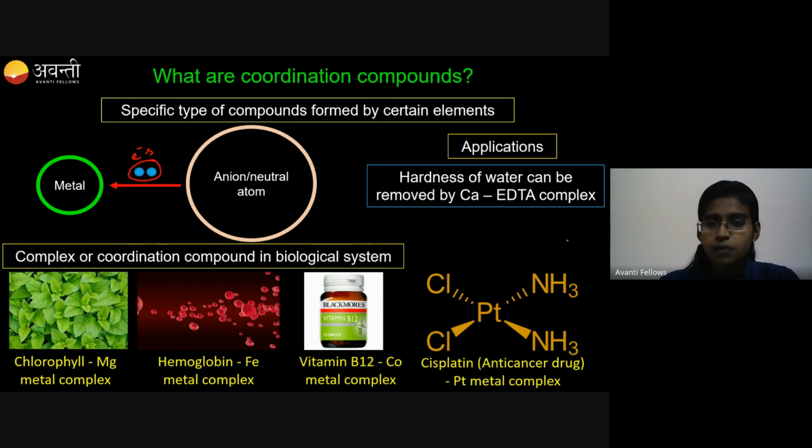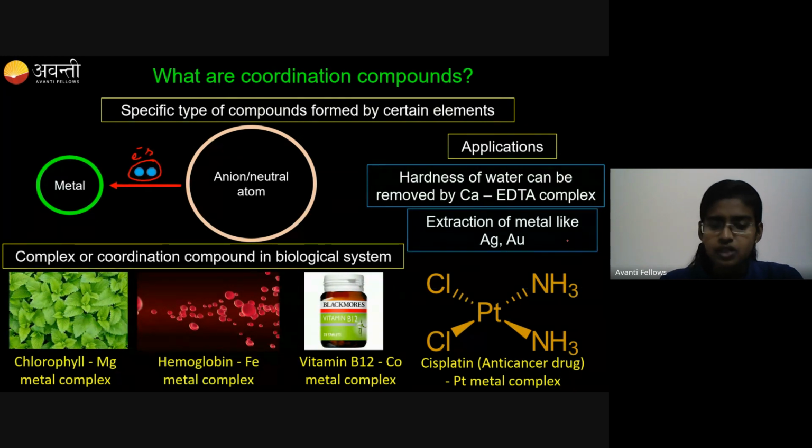So these are the applications. And extraction of metals. To get pure metals like silver and gold, before the purification process, some more steps will be there. In those steps, a coordination complex is formed. From that coordination complex only, the pure silver and pure gold will be extracted. All those we will discuss in the next slides. So these are some of the applications.